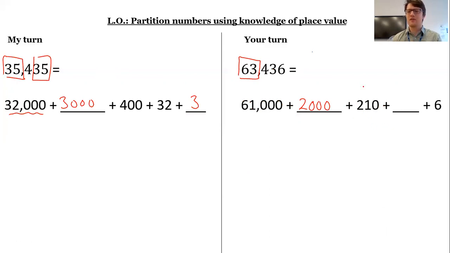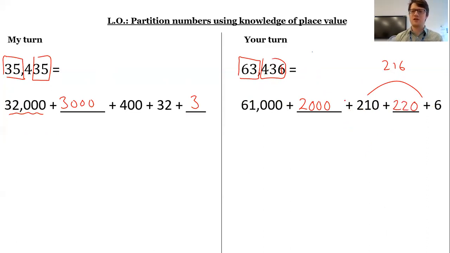So at the moment, if I add these two together, I've got 216, but I need 436. So I've got the 6 already. So I need to get from 210 to 430. So I need another 200, which will take me to 410, and then another 20 will take me to 430. So I've got another 220.